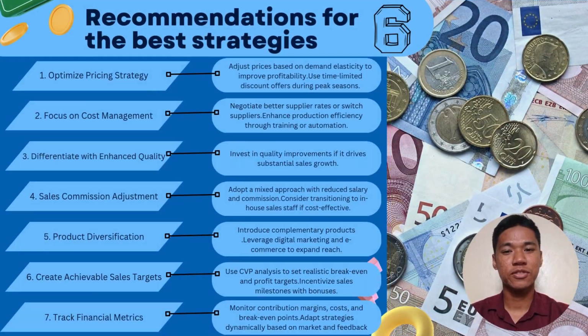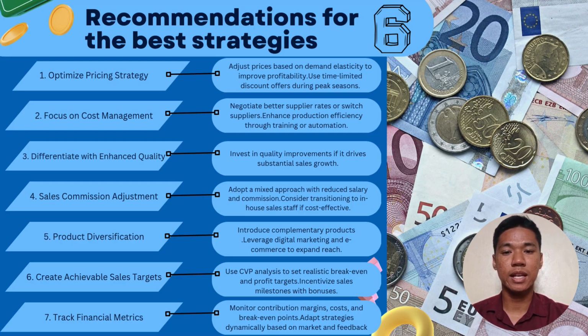For the recommendations, first, optimize pricing strategy. Adjust price based on demand elasticity to improve profitability. Use time-limited discount offers during peak season. Next, focus on cost management: negotiate better supplier rates or switch supplier, and enhance production efficiency through training or automation.